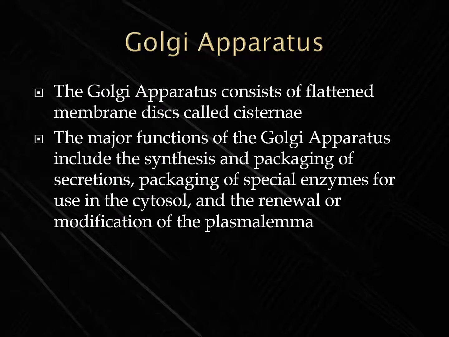The Golgi apparatus consists of flattened membrane discs called cisternae. The major functions of the Golgi apparatus include the synthesis and packaging of secretions, packaging of special enzymes for use in the cytosol, and the renewal or modification of the plasmalemma.